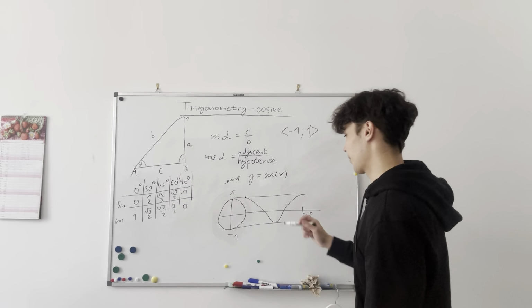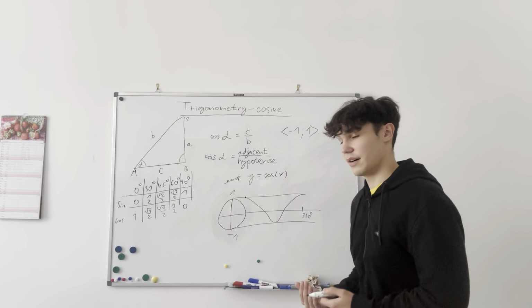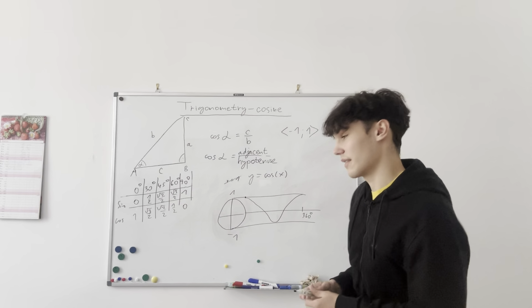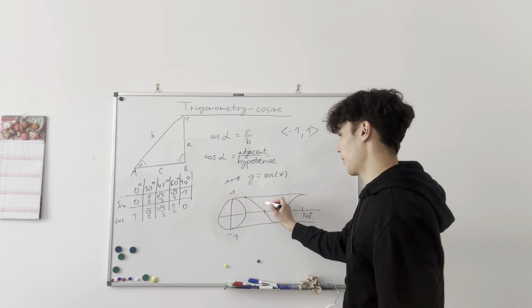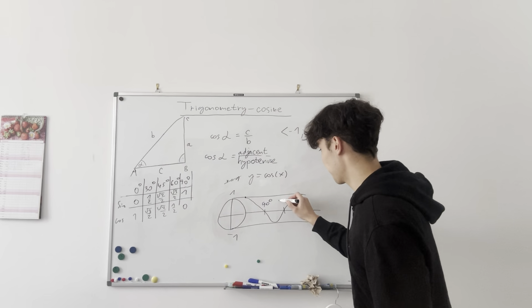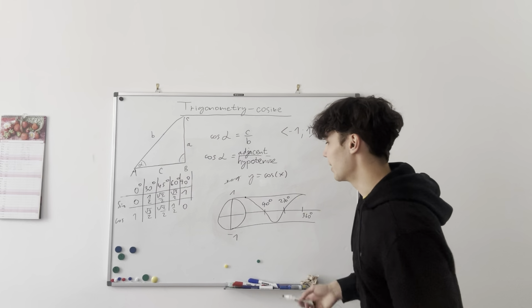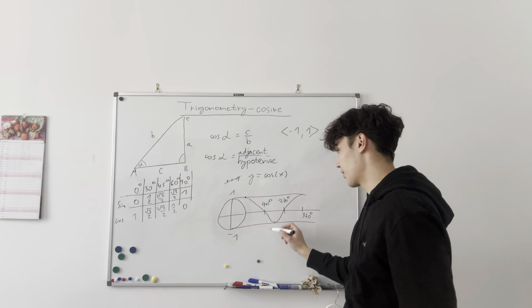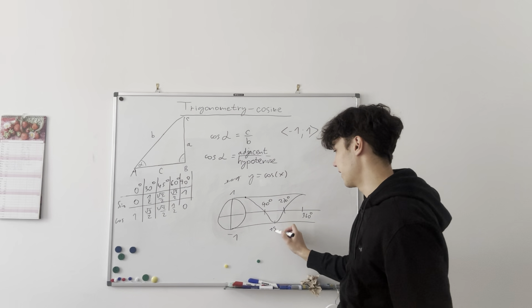The important points that we need to determine are the ones where it crosses the x-line. It's going to cross the x-line at this point, which is 90 degrees, and at 270, and it's going to reach the lowest point right here, which is 180 degrees.